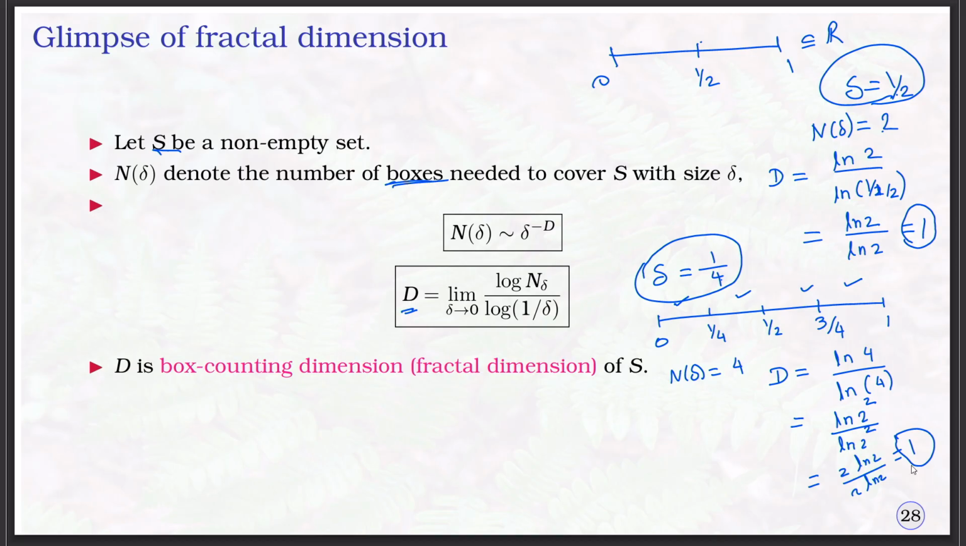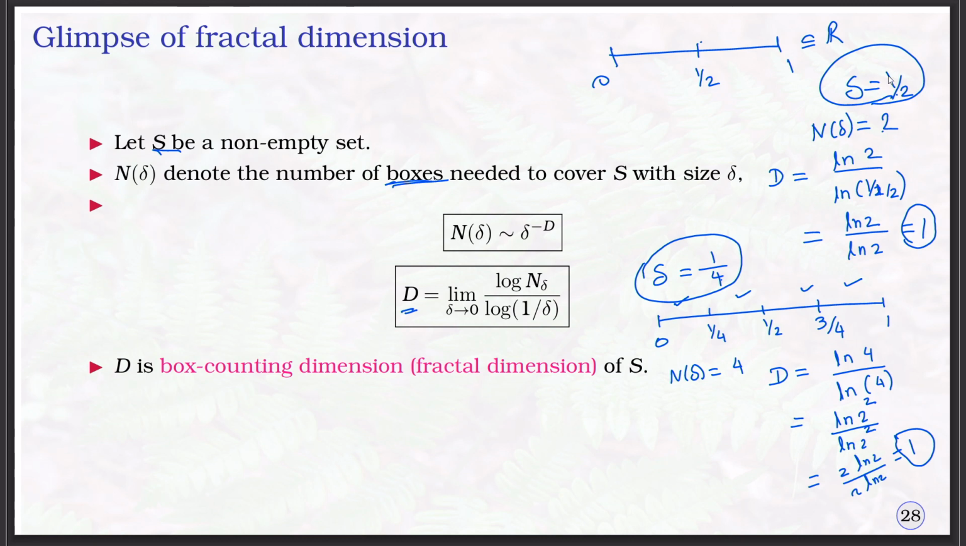Okay. So, in the case of delta, if you are decreasing delta tending to 0, then one can conclude that if you are choosing one object in the real number system, 0, 1 has the box counting dimension 1 if you are choosing any delta.